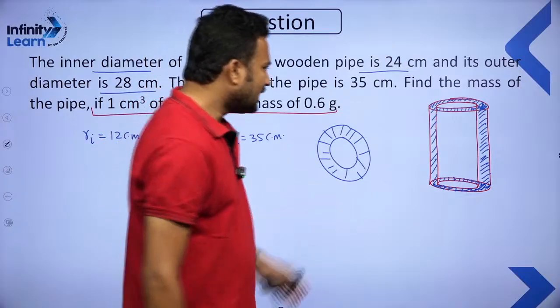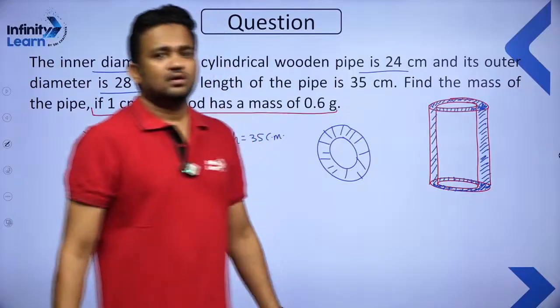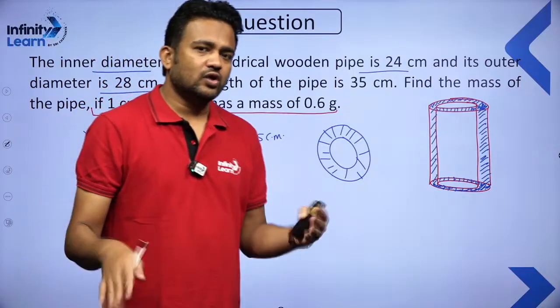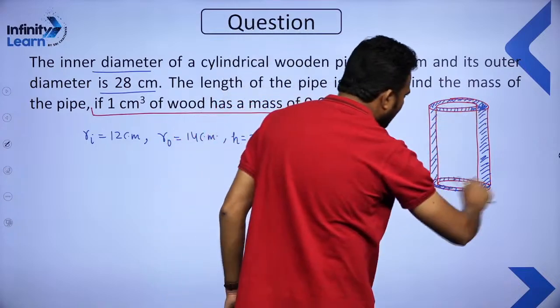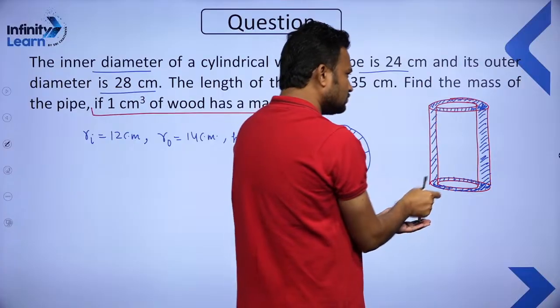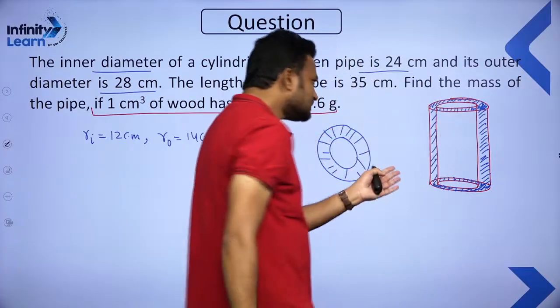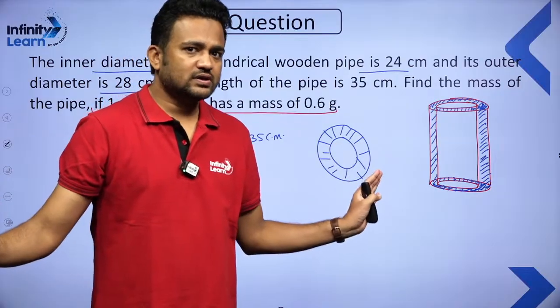Similarly, if I ask to find the volume of this portion which is shaded by the blue color, which is also called the volume of a hollow cylinder, what will we do? First of all, find the volume of the outer cylinder, then find the volume of the inner cylinder. If you subtract the volume of the inner cylinder from the volume of the outer cylinder, then you will get the volume of the hollow cylinder. That's it.